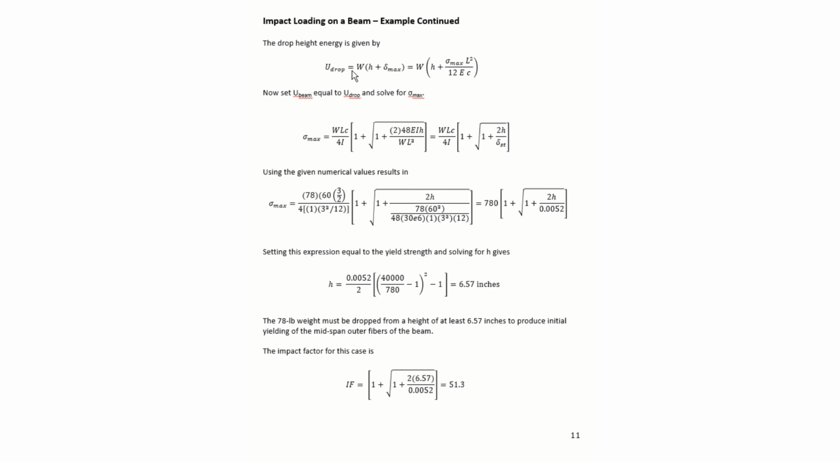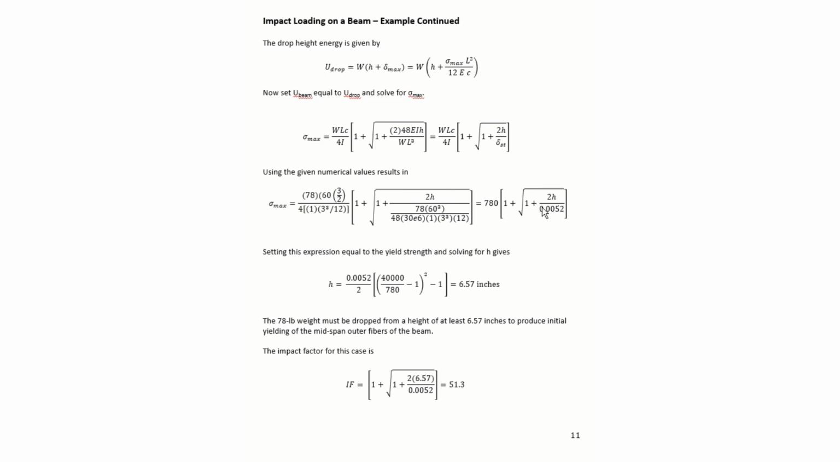Now, the drop height energy is given by W or mgh, where we'd have W and then this would be our H term. We know our delta max is given by the equation we just computed on the previous page. Now we're going to set the strain energy in the beam equal to the drop energy and solve for the maximum stress. That becomes this expression right here, very similar to the expressions we looked at earlier. Now, using the given numerical values in this problem, we can compute sigma max as given by this expression here.